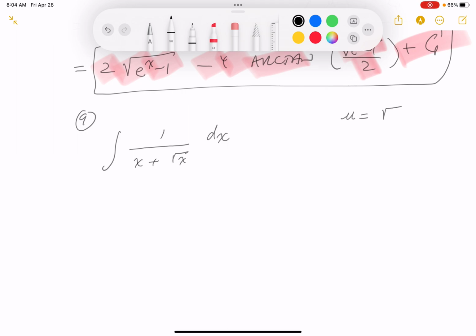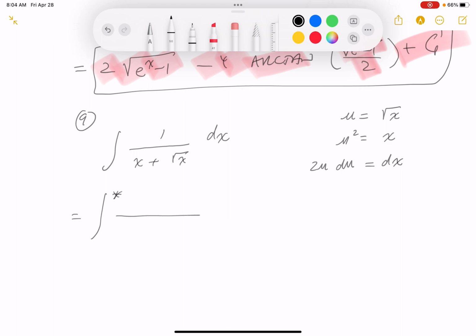So u equals root x. I'm gonna say u squared is equal to x. And then I'm gonna write this over here. So I'm gonna write down du. Well, it's gonna be 2u du, right? Equals dx. Let's see if this works out for us. And I'll put a little star over here.